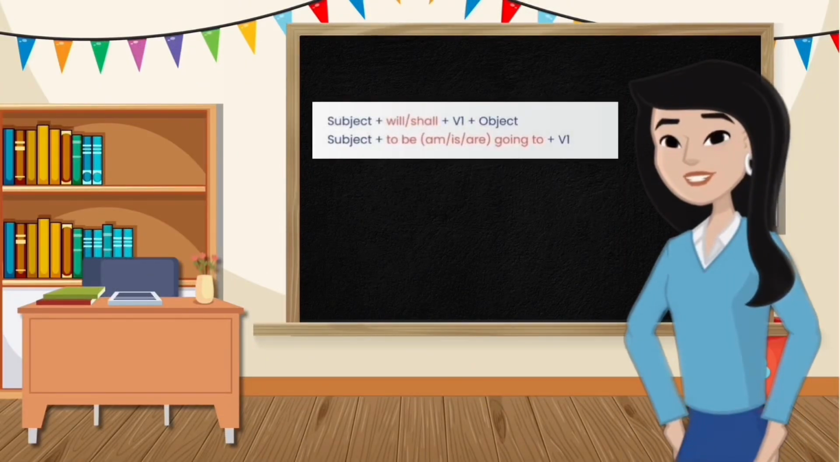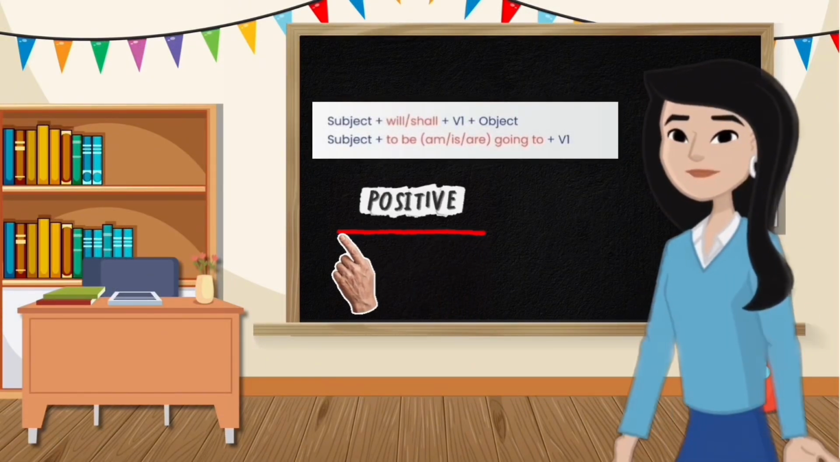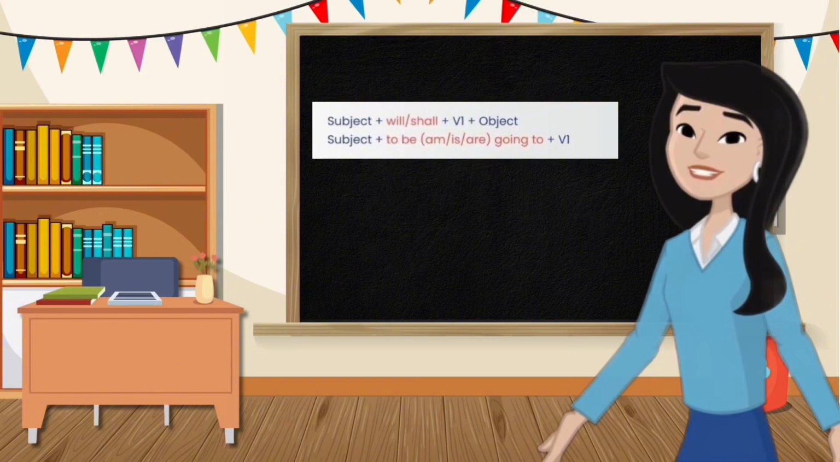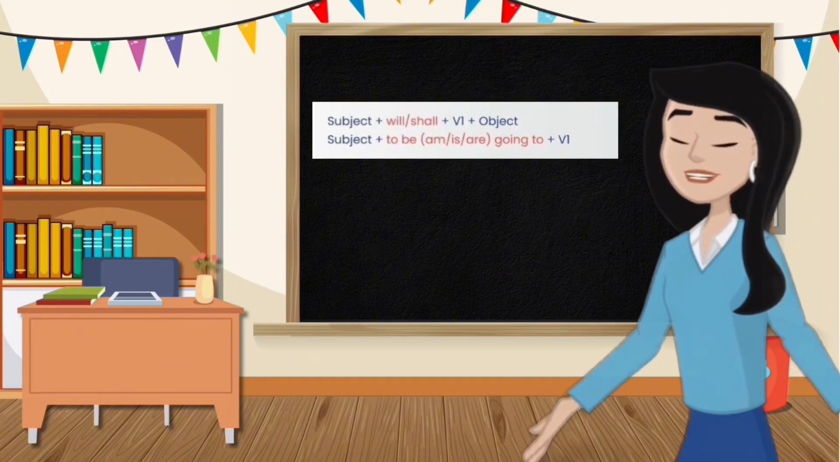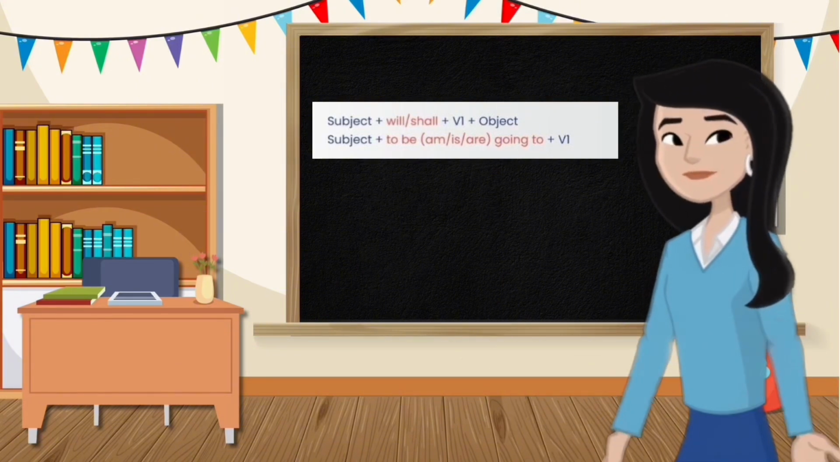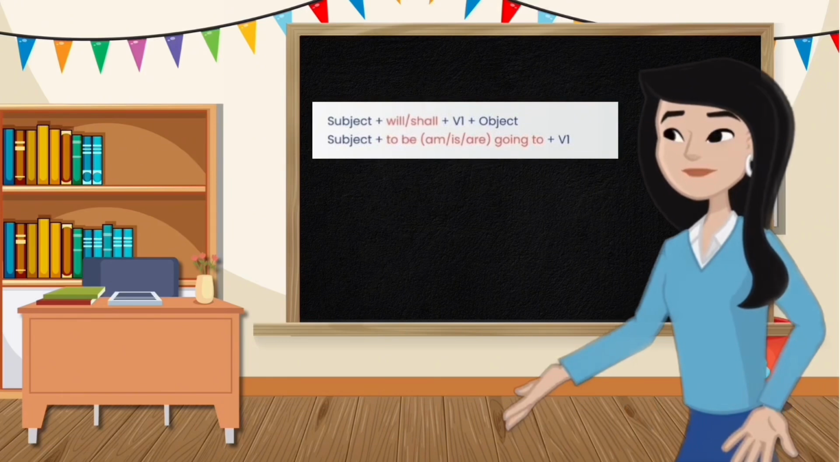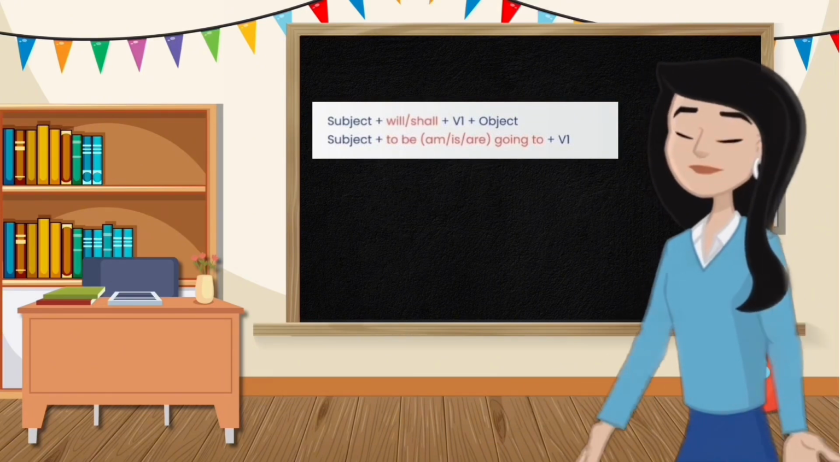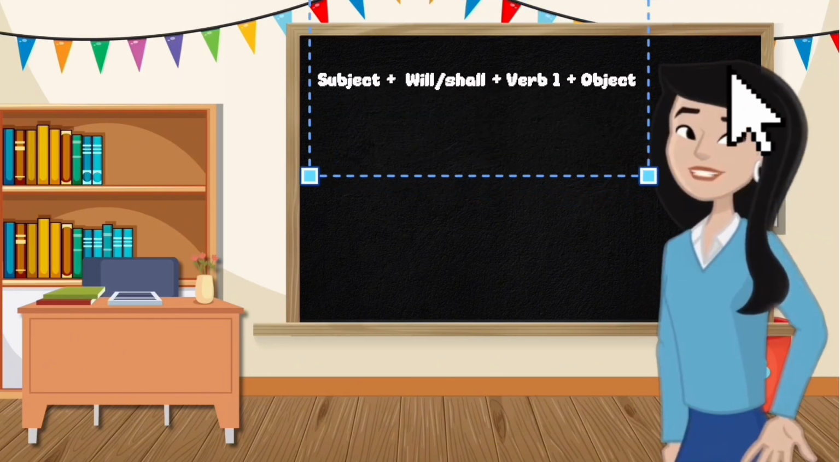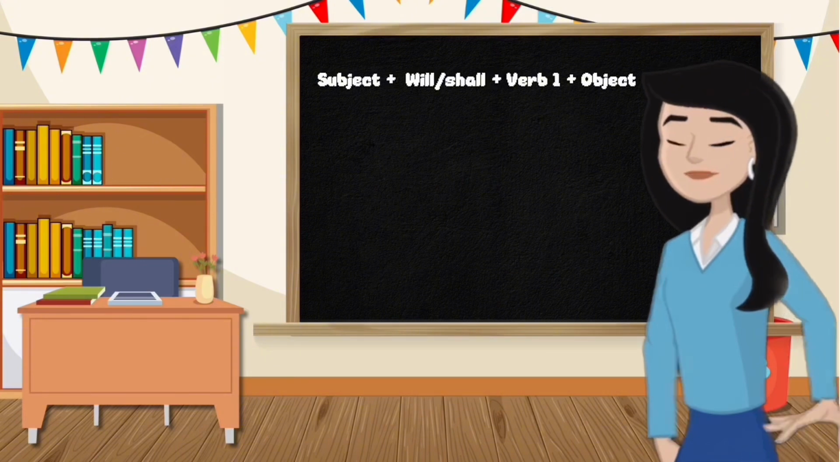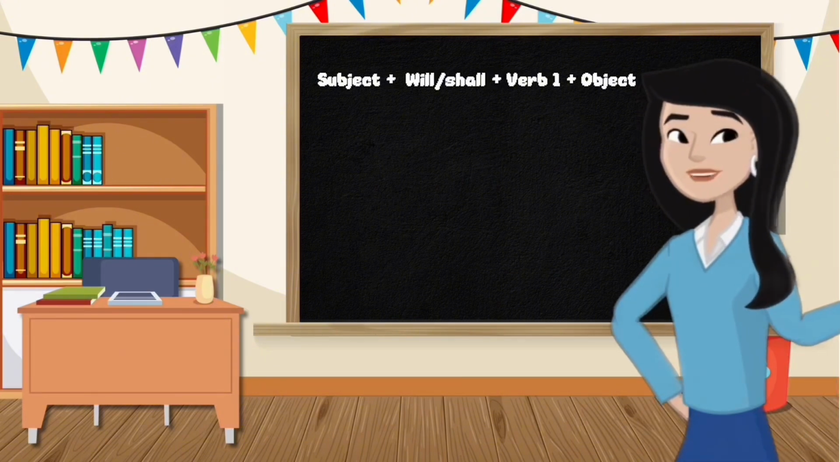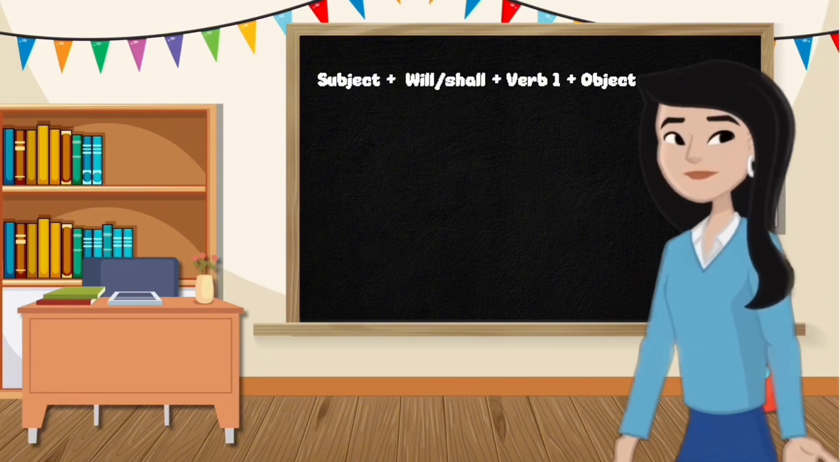Okay, now let's start with the positive sentences. As you can see on the screen, positive sentences have two formulas. Let's learn the first one first. The first formula is subject plus will plus verb 1 plus object.